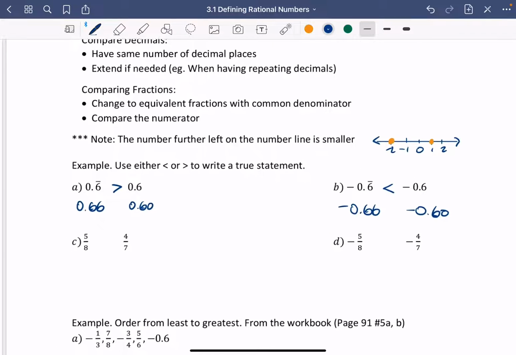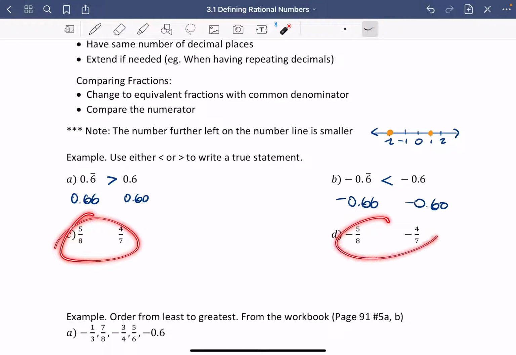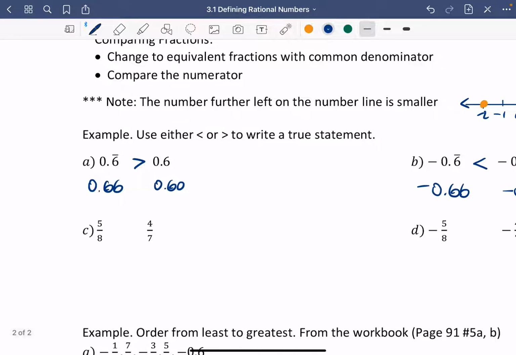Okay, next one. This time we have two fractions. To compare fractions, we're going to change them to equivalent fractions with the same denominator. And the common denominator here we can have is 56. So we're going to multiply to get 56. So we need to multiply by 7. 5 times 7 is 35, and we're going to multiply by 8 for the second fraction. So it'll be 32. And so after you have the same denominator, you're going to compare the numerator. Is 35 bigger or 32 bigger? Well, of course, 35 is going to be bigger, so your opening is going to be towards 35, so going that way.